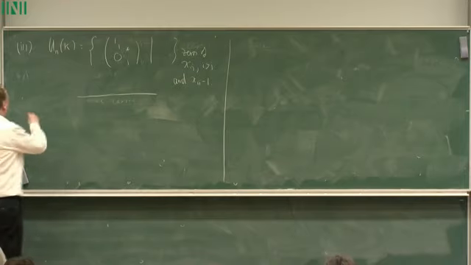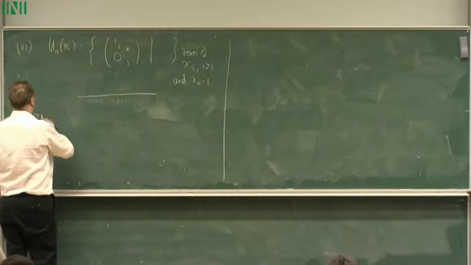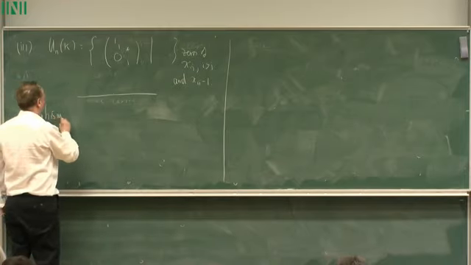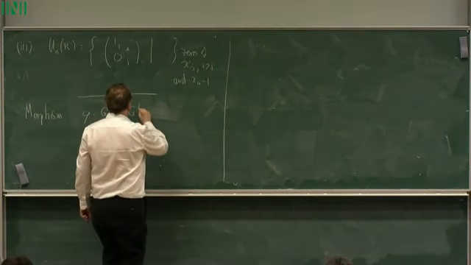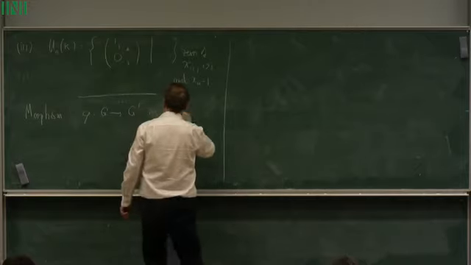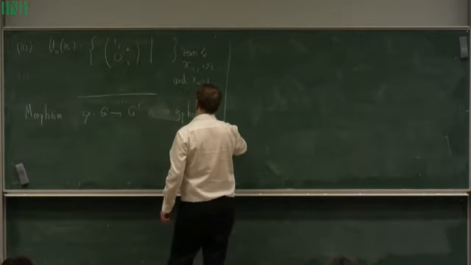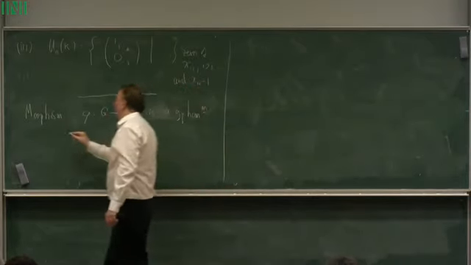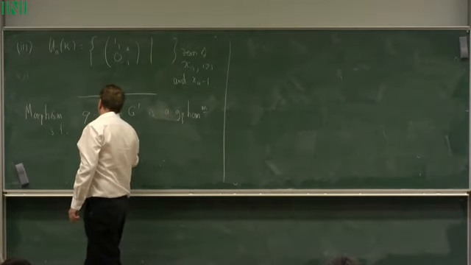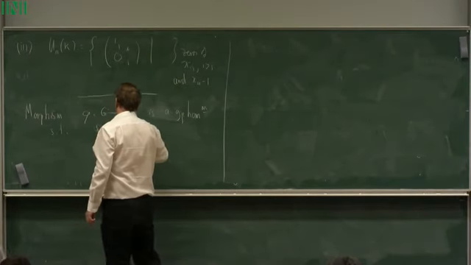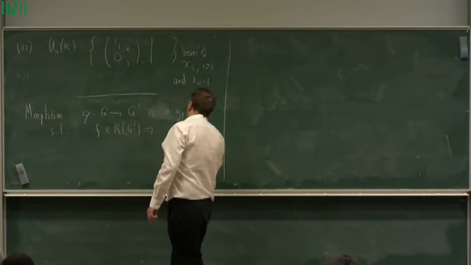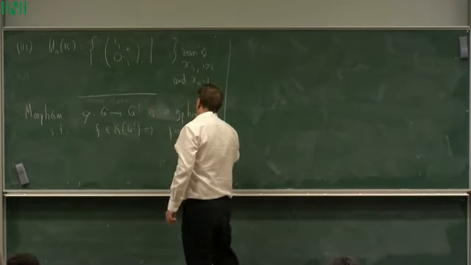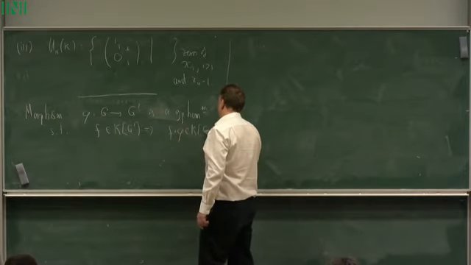So a morphism is a group homomorphism phi such that whenever I have an element f of the coordinate algebra of G', that implies that doing phi and then f is an element of the coordinate algebra of G.